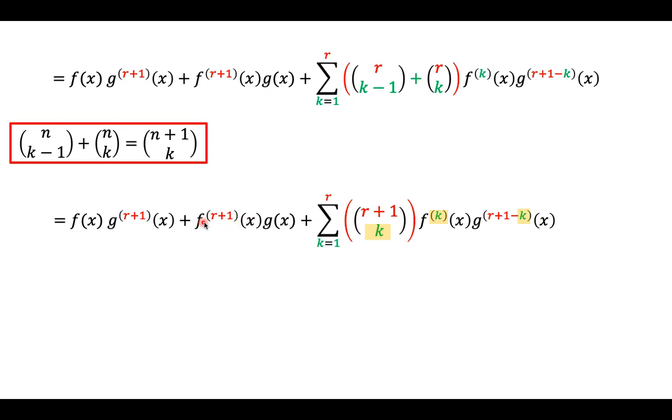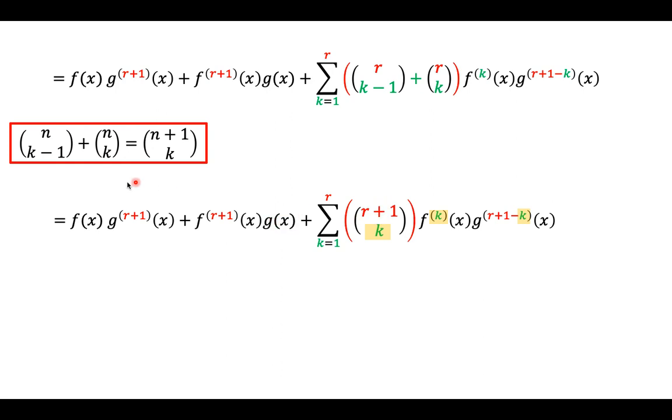Similarly, let's see what happens when I put k equal to r plus 1. We have r plus 1 choose r plus 1, and the rule we know is n choose n is always 1. Where I see k, I put r plus 1. Well, that means I end up with 0 here, so it's just g of x.